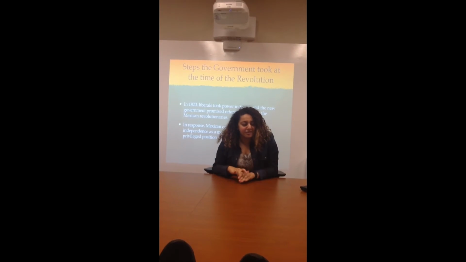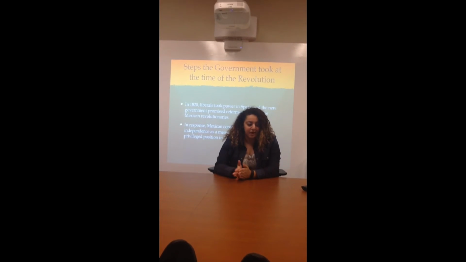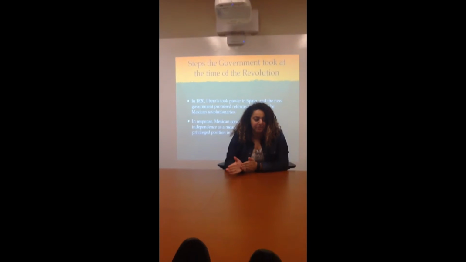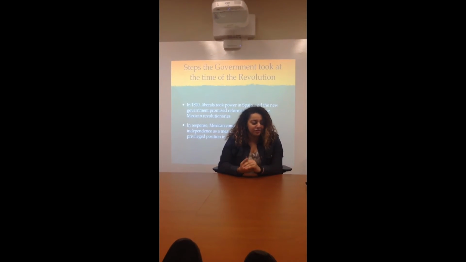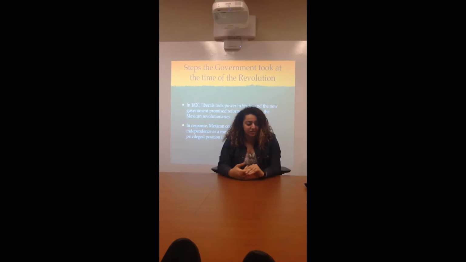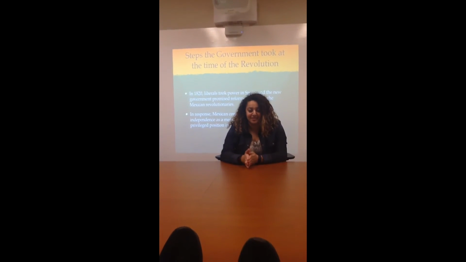The steps the government took at the time of the revolution were: in 1820, liberals took power in Spain, and the new government promised reforms to appease the Mexican revolutionaries. Then, in response, Mexican conservatives called for independence as a means of maintaining their privileged position in Mexican society.